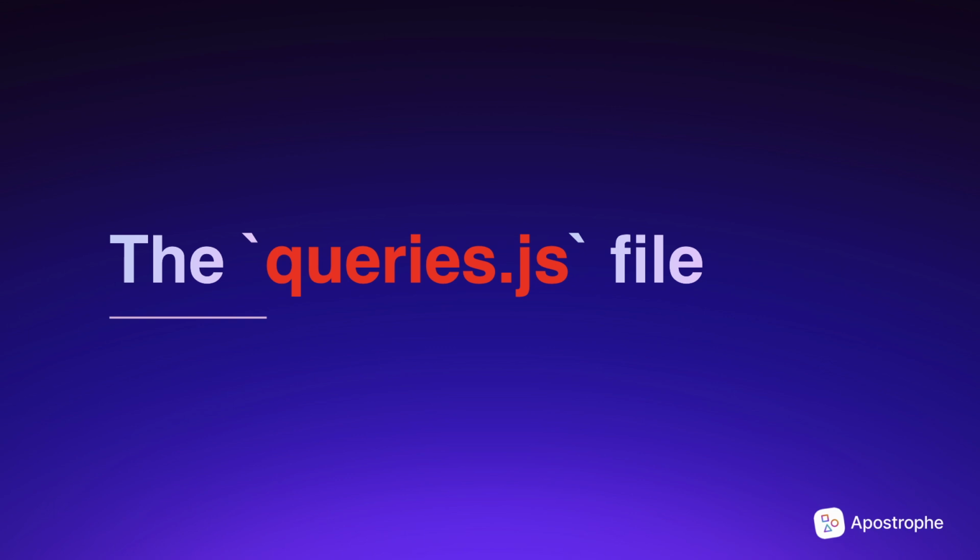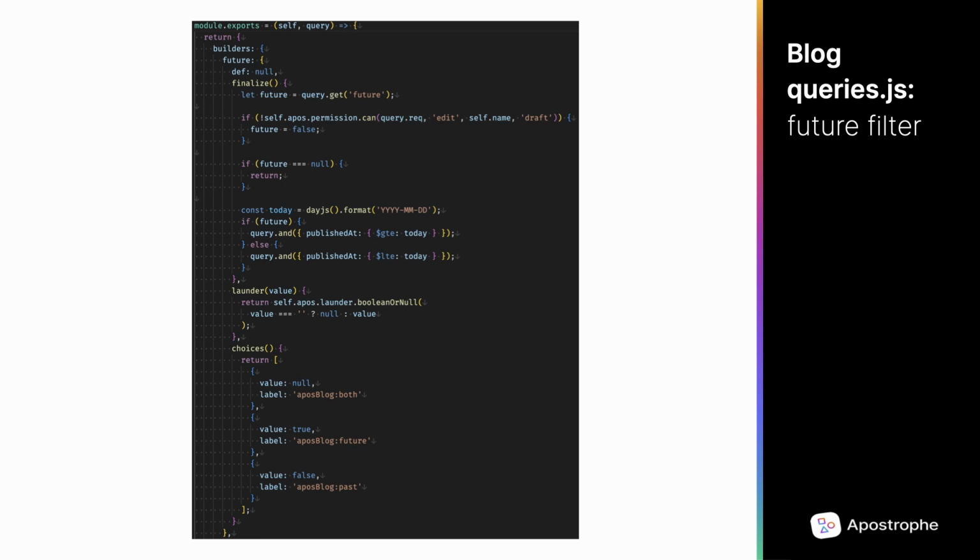The filters for year, month, and day are all very similar. The filter for future is slightly different, so we will cover that one and the year filter. The query builders for each filter are defined as named objects within the builders object. Here, this code snippet provides the builder for the future filter.